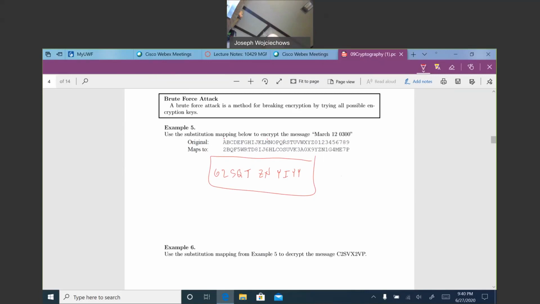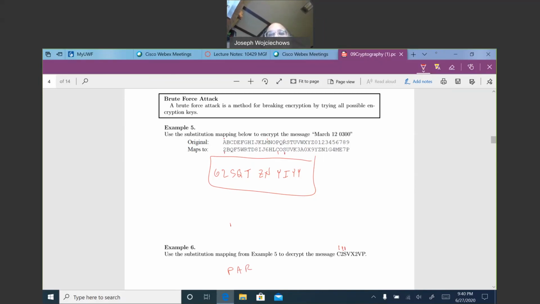Okay, now we want to do it the other way. We want to decrypt the message. And let's look. Our first letter is C, so we go across the bottom and we try to find C here. That's P. Then we're looking for 2. That's it down here. That's A. Then we're looking for S. That's here. And that's an R.